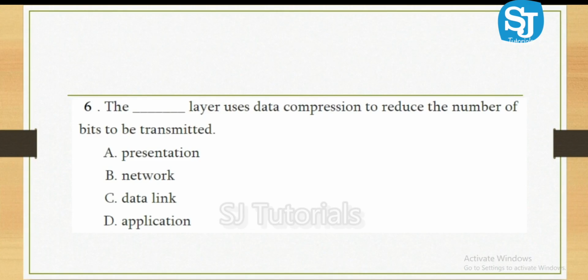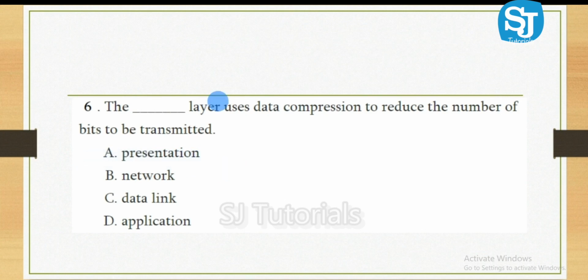Then the next question: the dash layer uses data compression to reduce the number of bits to be transmitted. Data compression is again a duty of the presentation layer. So the correct answer is A, presentation layer. B, C, D are wrong answers. The correct answer is A, presentation, because compression is also a duty of the presentation layer. The main duties are data compression, encoding, and converting ASCII to EBCDIC.